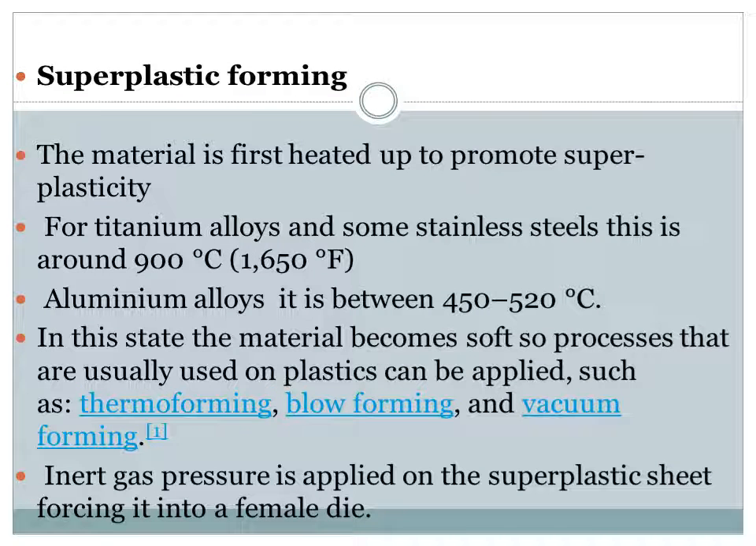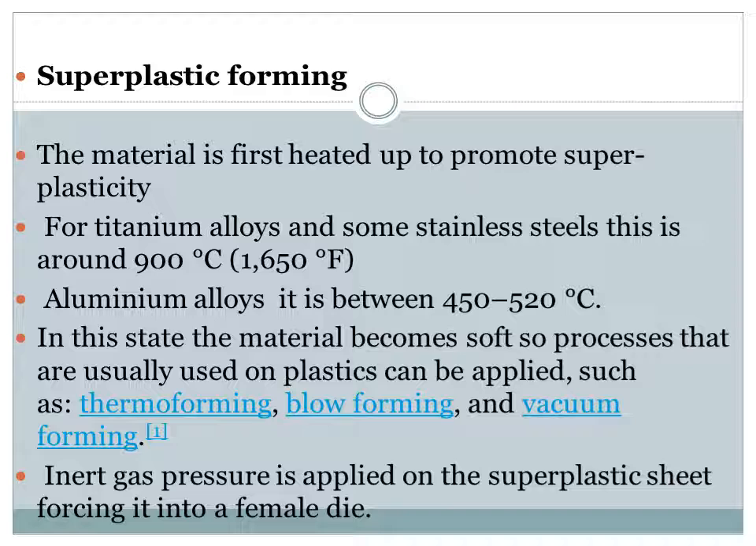The material is first heated up to promote superplasticity. For titanium alloys and some stainless steel, this is around 900 degrees centigrade, and for aluminum alloys, it is between 450 and 520 degrees centigrade. In this stage, the material becomes soft, so processes that are usually used on plastics can be applied, such as thermoforming, blow forming, and vacuum forming. These are the forming operations normally applied for plastics.